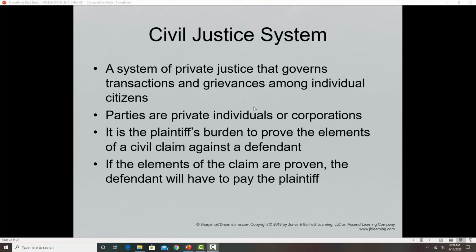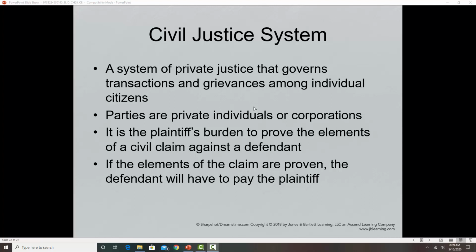Civil justice system: by the way, we have a criminal court system and a civil court system. So the civil court system is a system of private justice that governs transactions and grievances among individual citizens. It does not involve criminal charges or jail time or prison time. It is usually two parties or corporations filing charges against one another, one against the other. And the punishment is typically financial restitution.